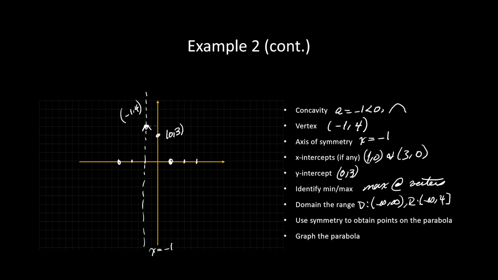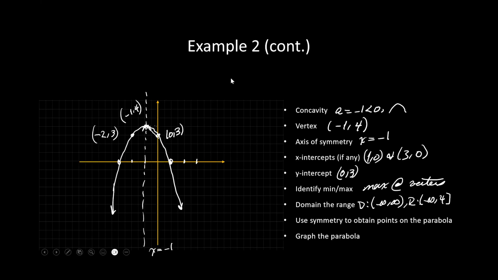Use symmetry, so we can go here and find another point on the parabola, and we can just plot it like this, make it look nice, and here's the parabola going down. And we have everything we need to know about the parabola. This point here is negative 2, 3. There it is.